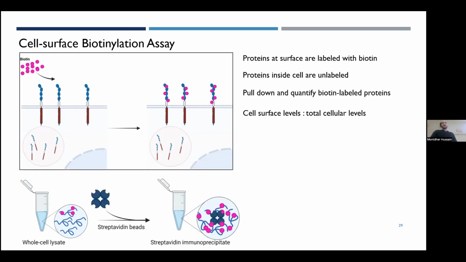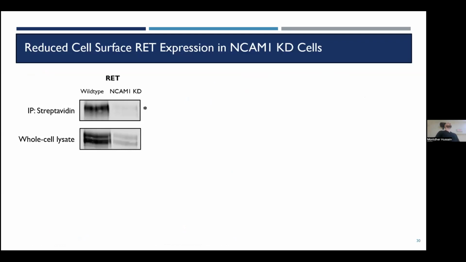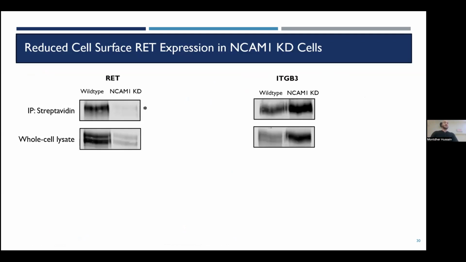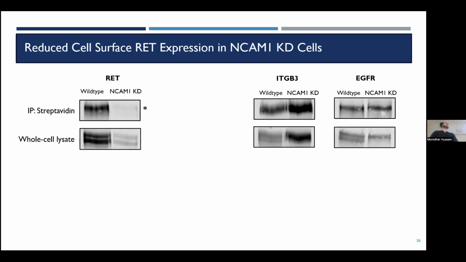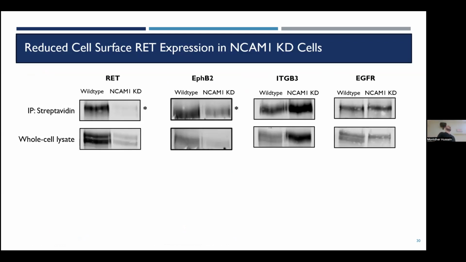And so by doing that, I've shown that, in addition to the reduced protein levels, there is reduced RET at the surface of the membrane in the NCAM1 knockdown cells. And I did not see the same effect with integrin beta 3, nor with EGFR and transferrin receptor. However, I did see the same effect with efferent B2. And so that was the same protein that had reduced protein levels following NCAM1 knockdown, similar to RET.